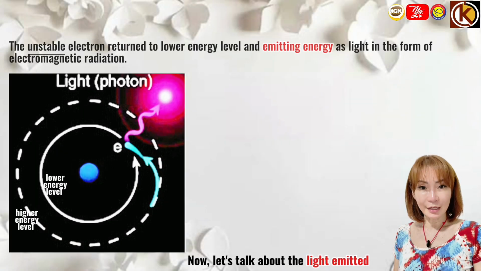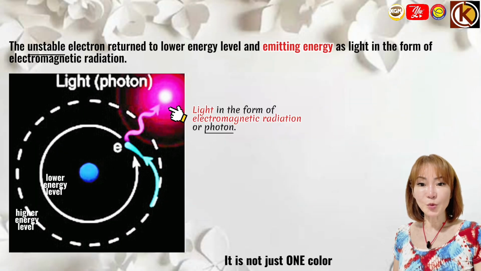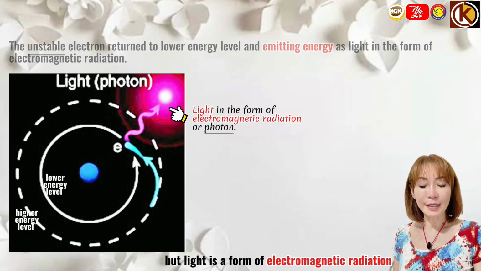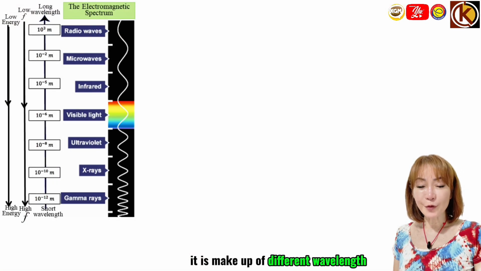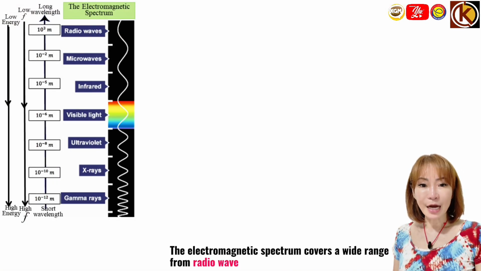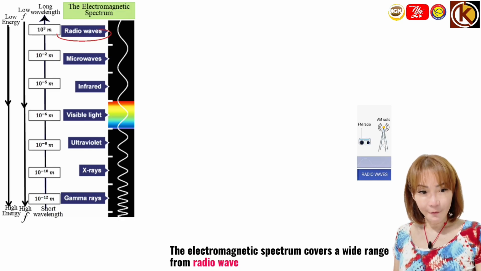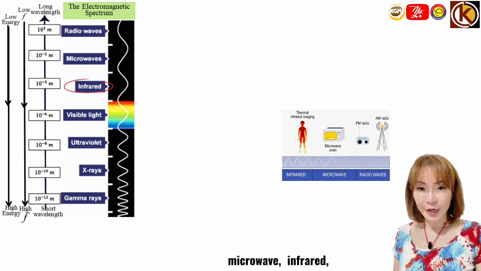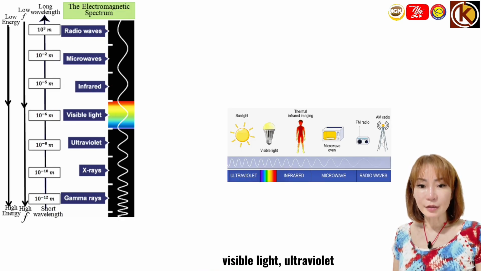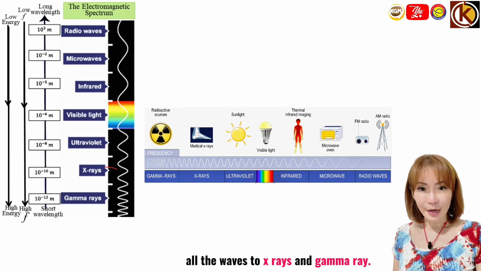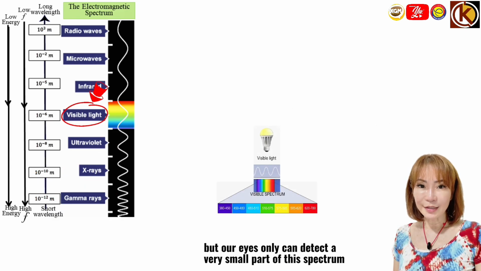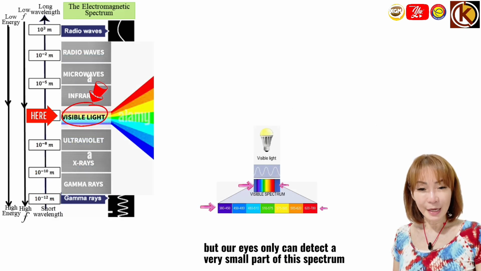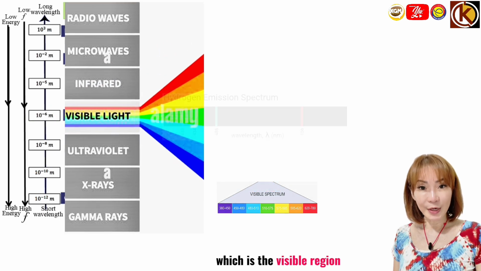Now, let's talk about the light emitted. It is not just one color, but light is a form of electromagnetic radiation. It is made up of different wavelengths. The electromagnetic spectrum covers a wide range from radio waves, microwaves, infrared, visible light, ultraviolet, all the way to X-rays and gamma rays. But our eyes can only detect a very small part of this spectrum, which is the visible region.